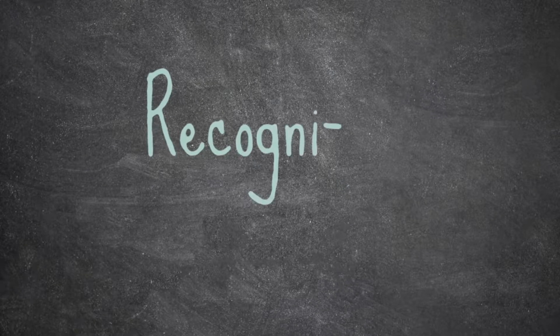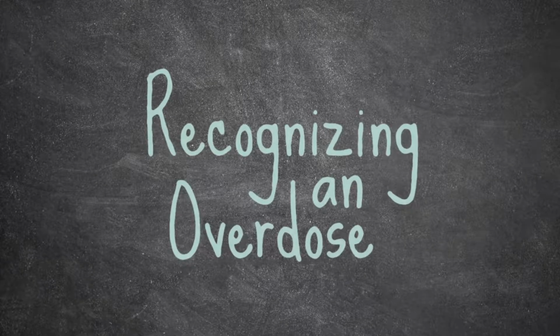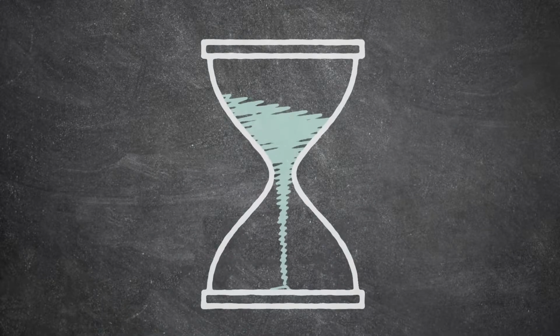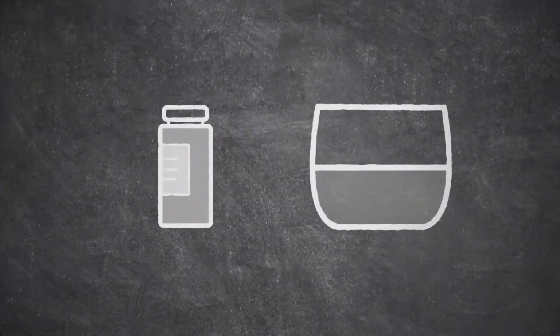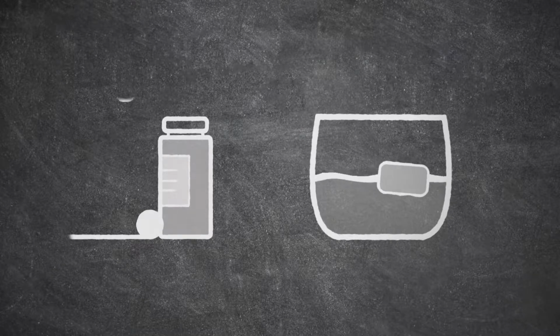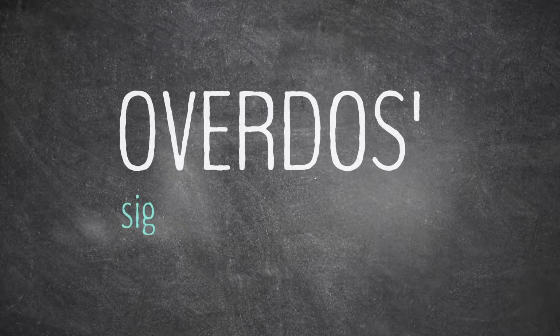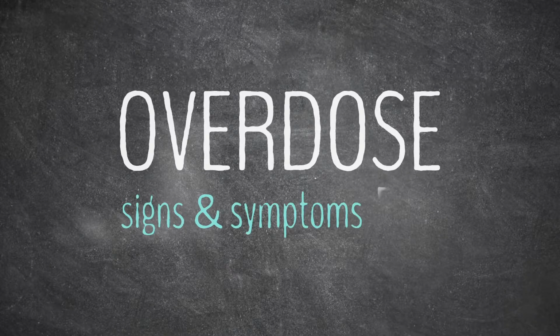Recognizing an overdose. Anyone using opioids is at risk for overdose. An overdose can occur anytime from minutes to hours after use of an opioid. Mixing opioids with alcohol or other sedating medications greatly increases the chance of overdose. Learn to recognize the signs and symptoms of an opioid overdose.